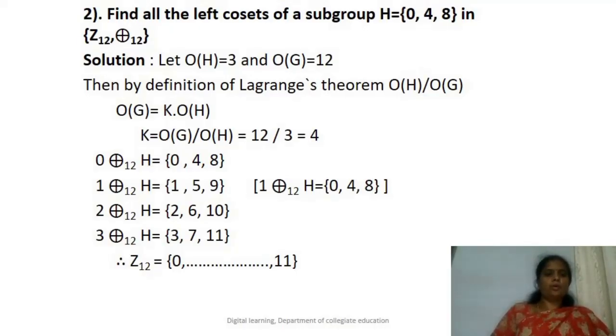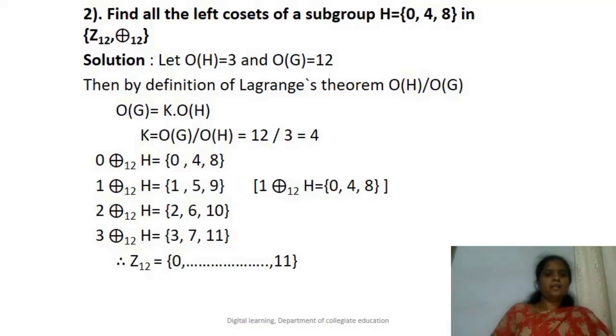It is a 0. In the place of H we can consider 0 firstly. Therefore 0 plus 0 becomes 0. Then 0 addition modulo 12 of H means 0 plus 4 becomes 4, then 0 plus 8 becomes 8. So all these values are under the 12 only. Therefore directly we can write it like this.